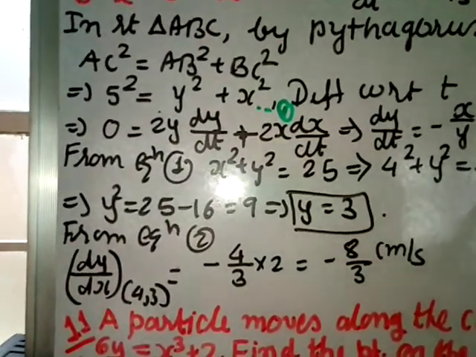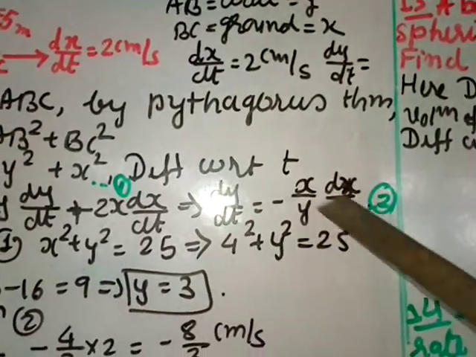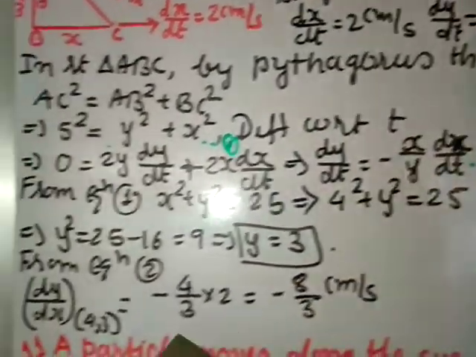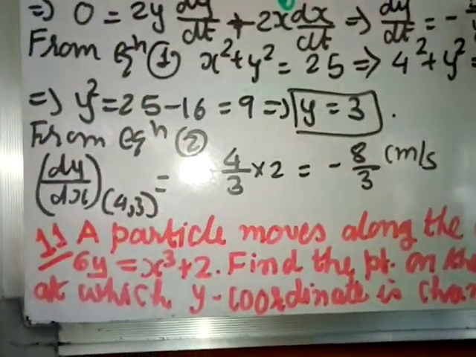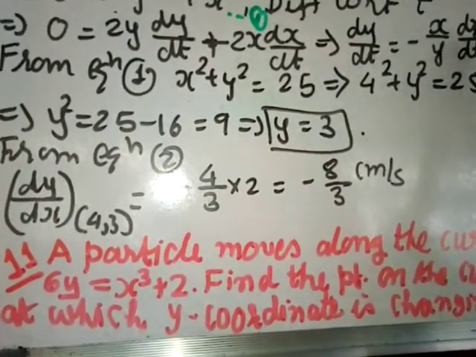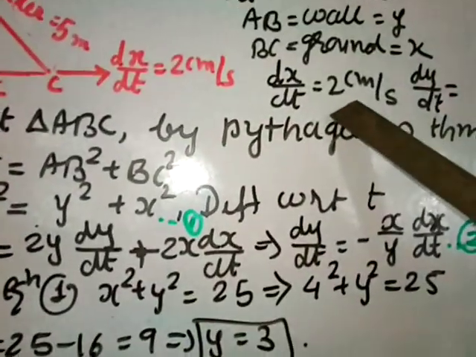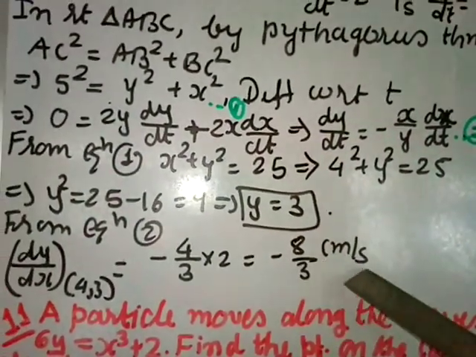Now take equation number 2 once again, dy by dt is equal to minus x by y dx by dt. All the values you have got, so we have to find dy by dt for x equal to 4. Put the value of x as 4 and y as 3, minus is there, and dx by dt given in the question is 2. So when you simplify you get minus 8 by 3 centimeter per second.